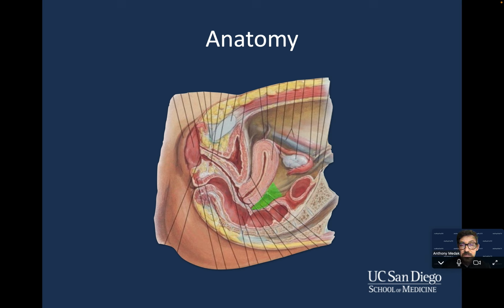In this case, this would be the rectouterine pouch. In an individual that does not have a uterus, this would be the rectovesicular pouch. So this is another dependent area where fluid can accumulate, and that's one of the places we want to focus our attention with ultrasound.